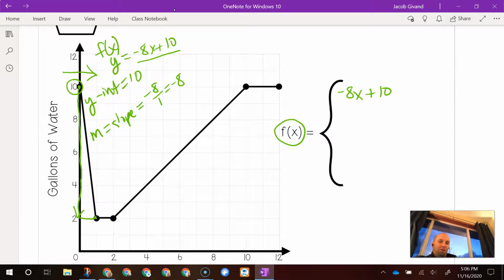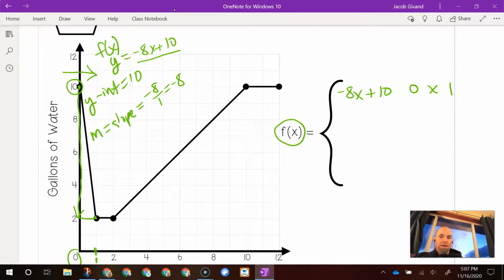Remember, the domain is all the x values. So the smallest x value on this graph is 0. And this function only goes from 0 to this point right here, which is 1. So this first function, the big steep drop, is just from 0 to 1. The way I like to write that is I write the 0, I write the 1. x is everything in between those. So x is less than, and since it's a filled-in dot, like a black dot, it's less than or equal to 1.